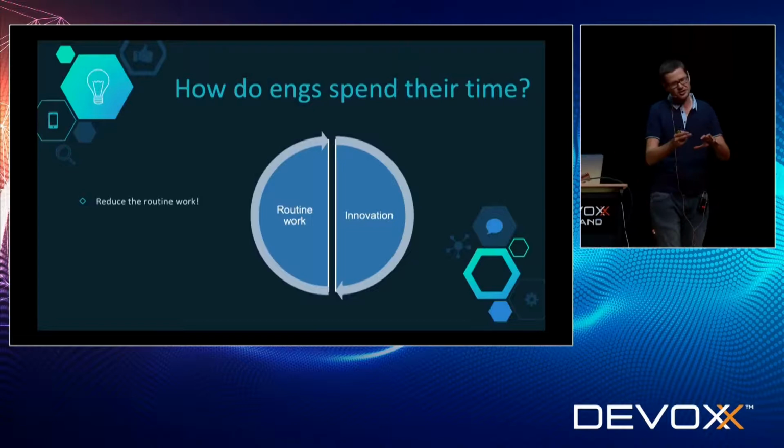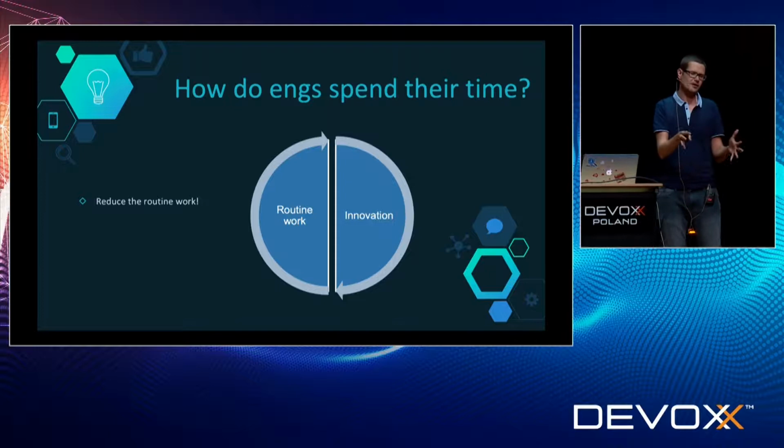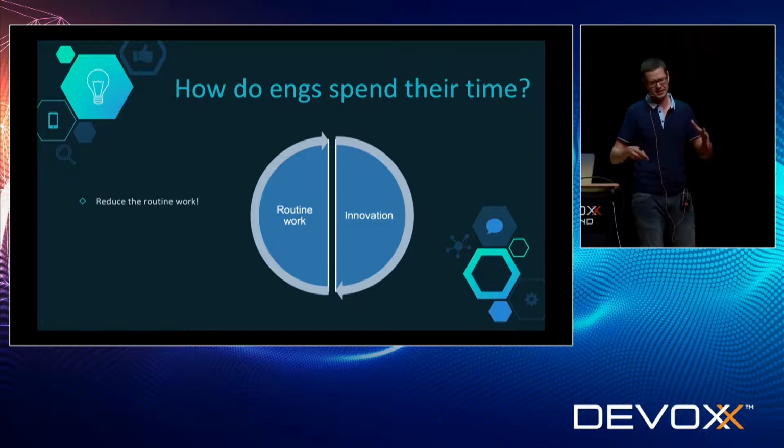How do engineers spend their time? We found that you can divide any time that machine learning folks spend into what they are doing on a daily basis. Some of that is routine work, and some of that is innovation. We want to maximize innovation.